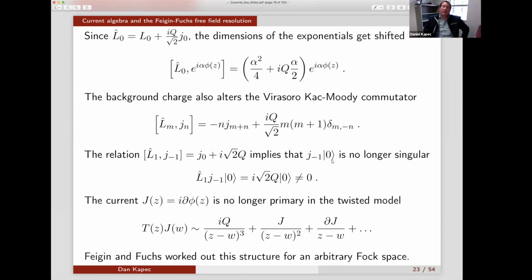So if you just look at sort of the simplest commutation relation, L1 with J minus 1, you pick up a new constant on the right-hand side. So previously, this level 1 current algebra descendant was annihilated by L1. Now it's not because of this constant term. So you act with L1 and you get the identity. Okay, so that's a little non-standard. Another way to say it is just that this current is no longer primary. It picked up this anomalous term in the OPE with the energy momentum tensor. Okay, and what Feigin and Fuchs did was really to work all of this structure out for all of the important Fock spaces of interest.